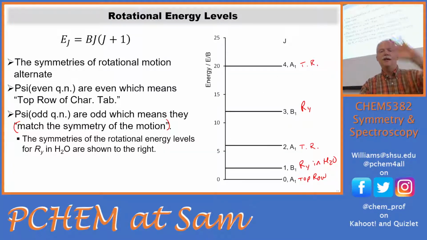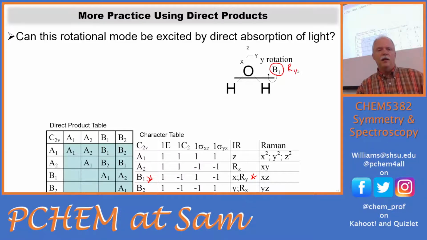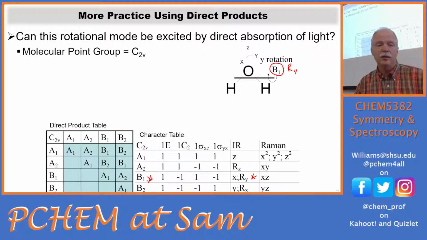And so with that setup in our energy level diagram, now we can go to the character table for water and we can see what our selection rules are. So here's our character table, here's our direct product table, here's the rotation around Y. If we find our Y here, then it's B1. So we see that that's B1. Okay. And so the question is, can this rotational mode be excited by direct absorption of light? It's a molecular point group of C2V.